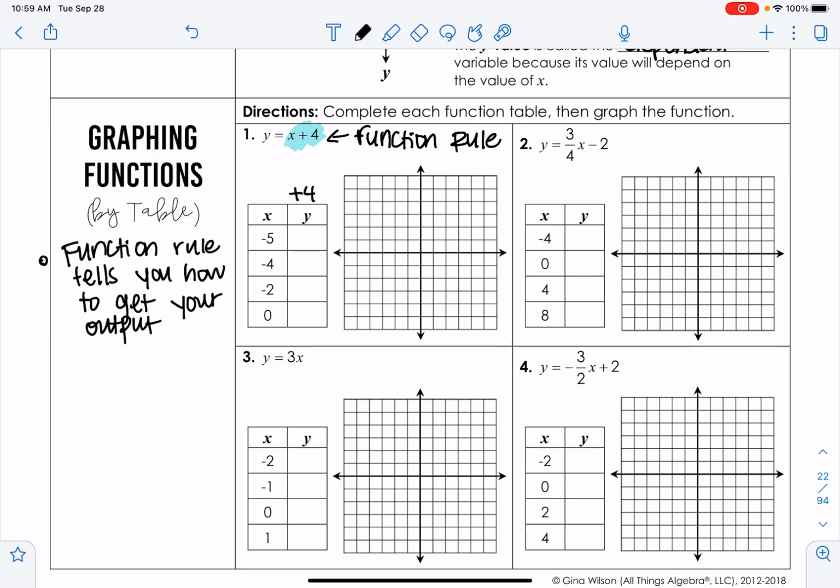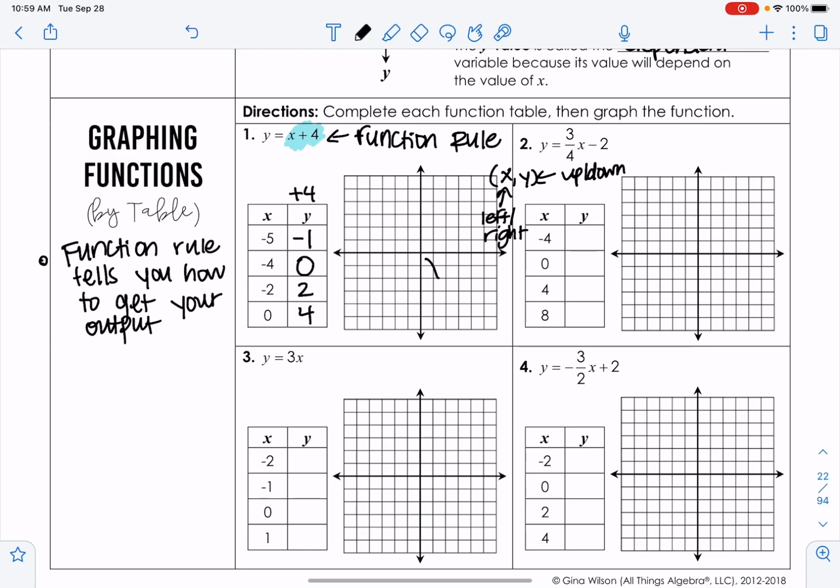So you have -5 plus 4 is -1. -4 plus 4 is 0. -2 plus 4 is 2. And 0 plus 4 is 4. And then you just graph. When you're graphing, you have your x comma your y. The x value is going to tell you to move left or right, while the y value tells you to move up or down. And of course we're moving in all these directions from the origin.